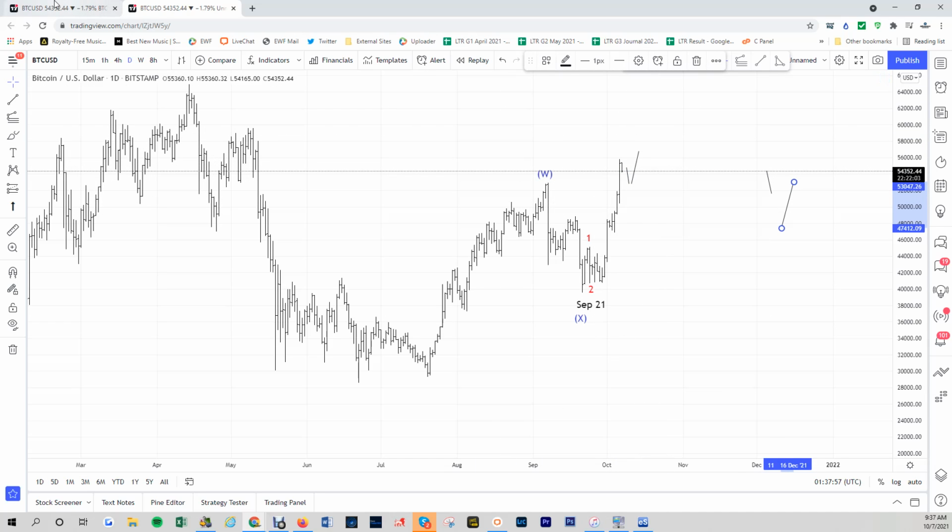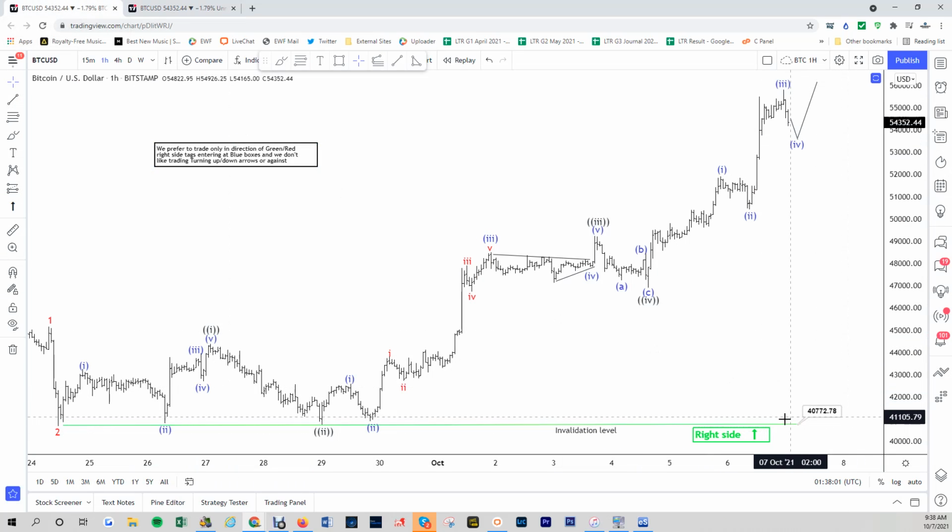Okay, so looking for the upside in Bitcoin in the shorter cycle, as long as we go nowhere near close to this wave 2 right here, the invalidation level, a pullback should find support in the sequence of 3, 7, 11 swing.